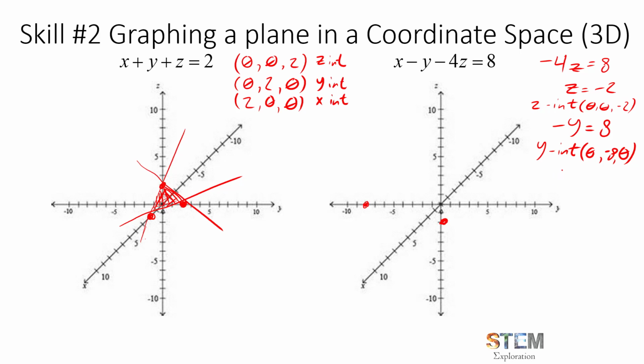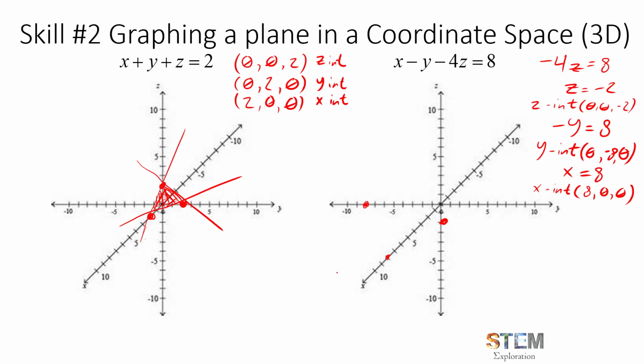All right, and if I want to find the x-intercept, well, just say x is equal to 8 because we're going to cover all this up, the y and the z part. So the x-intercept is simply 8, and then 0 for y and 0 for z. All right, and that's going to be over here. And so now we have our 3 vertices, one on each axis.